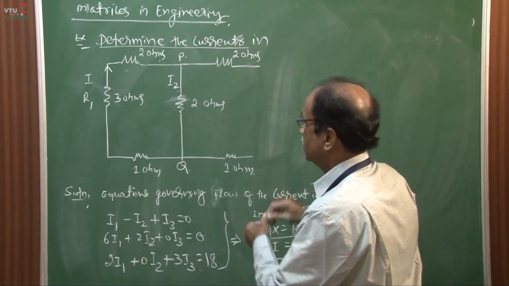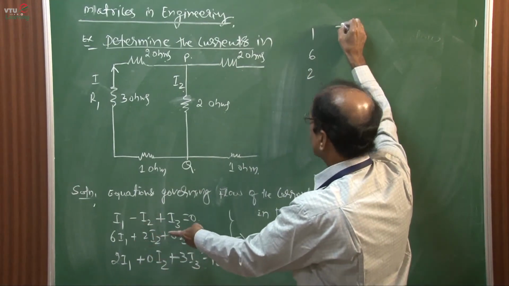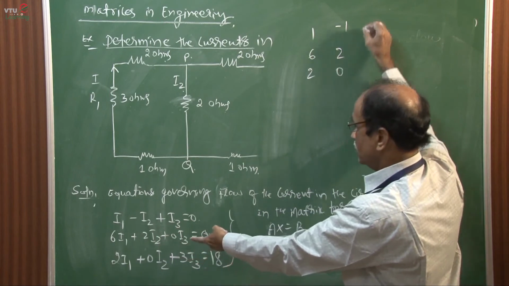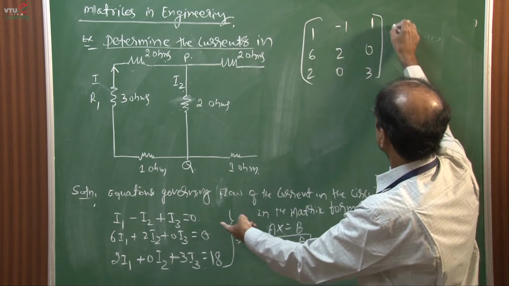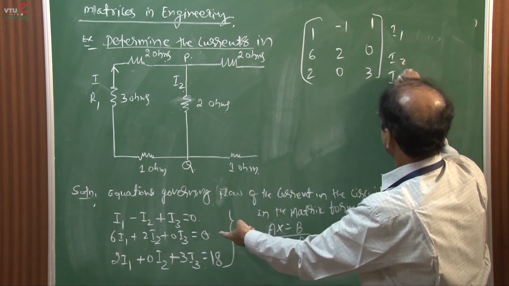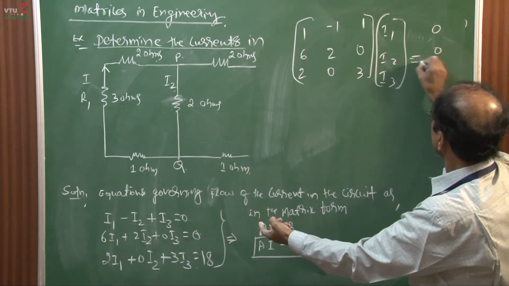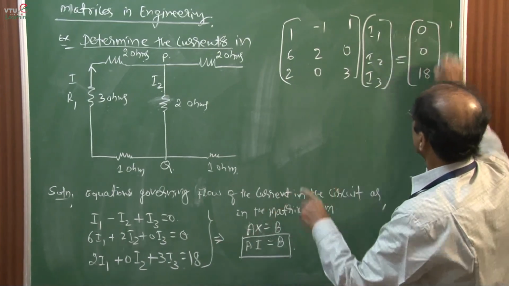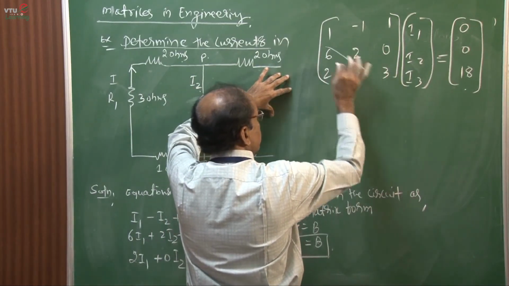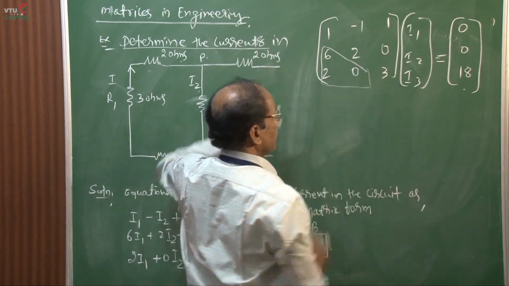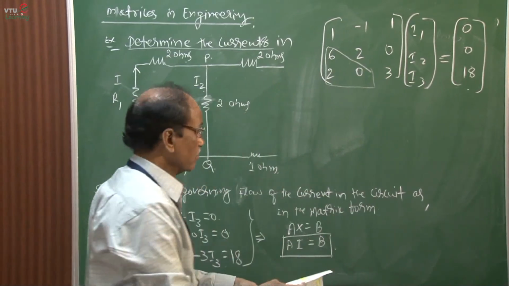You can write these 3 equations in the matrix form 1, 6, 2, and minus 1, 2, 0, 1, 0, 3. This is I1, I2, I3 in the column matrix is equal to 0, 0, 18. Now you have to solve this. Of course, these three elements according to row operation, you have to make them 0. You can do that, and already matrix theory we have learned.